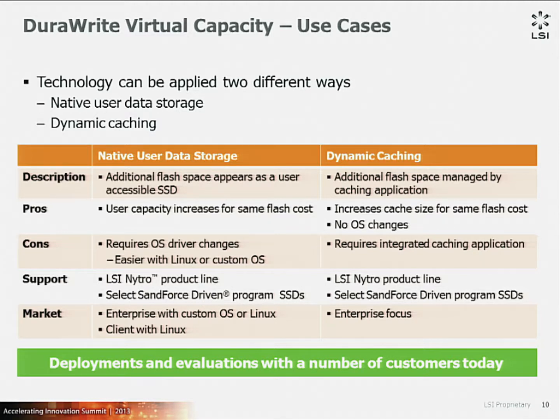One with native user data storage, meaning the user themselves actually get access to a higher capacity. And the other is by dynamic caching, and that's where the host system or the application between the flash and the user would actually manage the flash directly. So you would not see this as a drive. So let's look at both of these in a little more detail. Well, we'll start with the native user data storage.